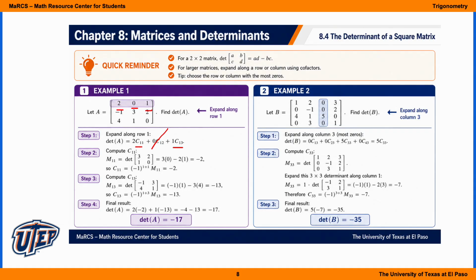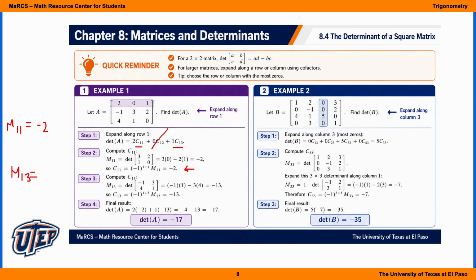In order to find C11, we need to find M11. That means we need to delete the first row and the first column, and then we find the determinant of the submatrix. So 3 times 0 minus 1 times 2 gives us -2. Plugging that into our cofactor formula, we get C11 is equal to -2.